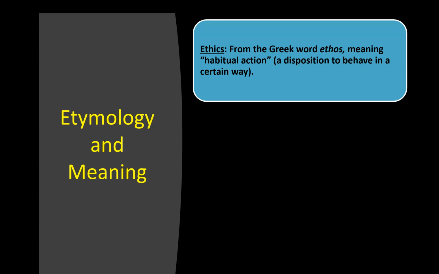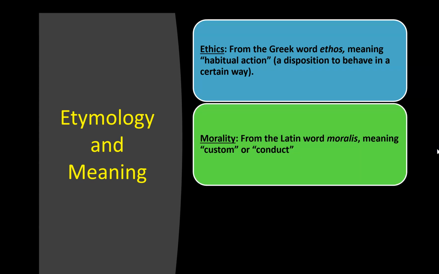So, the etymology. The word ethics is from the Greek word ethos, and that meant habitual action, or a disposition to behave in a certain way. Let's imagine that somebody, every time they came upon garbage in the street, picked it up. Every time, boom, boom, it was a habit to them. You'd say they had a certain ethos about that. They've made a habit of doing this certain action because they think it is a way they ought to behave. That's their ethos, and it's reflected in their habits.